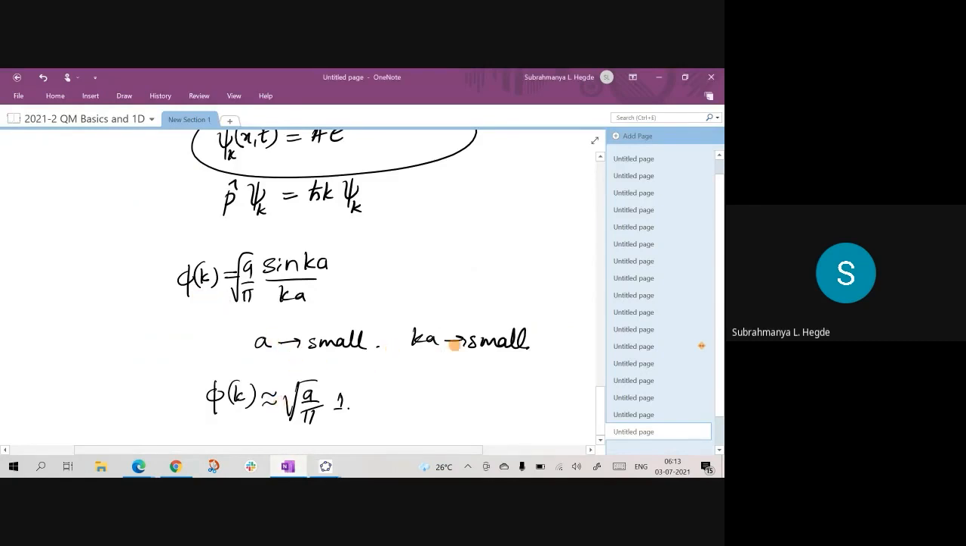The exercise here is, take A small and try to plot this pi of K. Take A large, then try to plot pi of K. Is that okay?